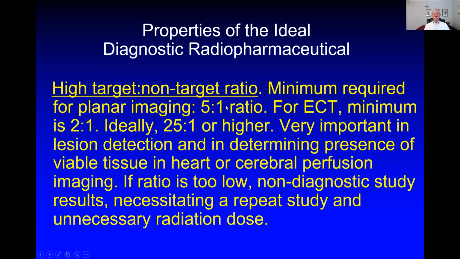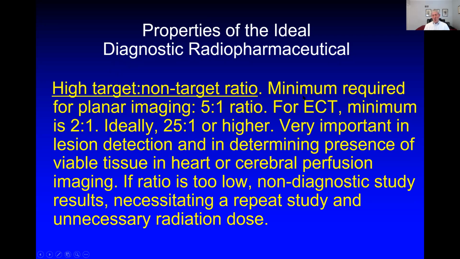I don't care how good a film reader a physician is. If the ratio goes below 5-to-1 on planar imaging, it's very likely one is going to miss the diagnosis because the ratio is just not high enough. We don't even want 5-to-1. We're settling for 5-to-1. We want 25-to-1 or 50 or 100-to-1. We don't get that most of the time, but that's what we want.